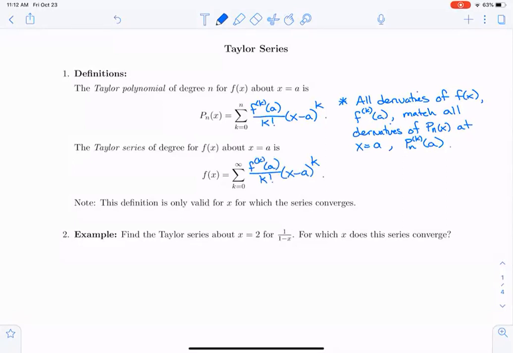Now on Monday and Tuesday, we're going to talk about Taylor's theorem, and Taylor's theorem tells us why the function is actually equal to the infinite series. For now, I'm going to ask that you accept that it equals the infinite series, but it does as long as the series converges. So if we can show that the series converges for various values of x, then the Taylor polynomial will converge to f of x for those values of x.